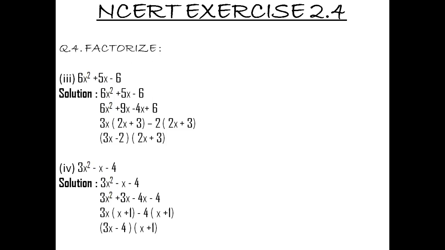Now, the next step is making pairs. From the first pair, 3x is common. So what is left out in the bracket? X plus 1. In the second pair, that is minus 4x minus 4, what is common? 4 is common. So what is in the bracket? X plus 1. So finally, we have got our factors, which are 3x minus 4 and x plus 1. I hope you have understood the solution to question number 4 and now are more or less thorough with the middle term splitting method.